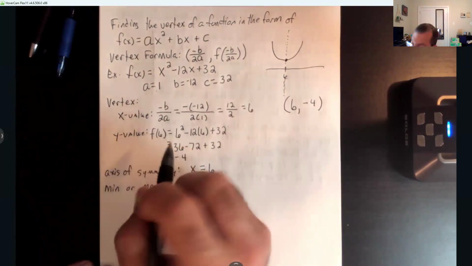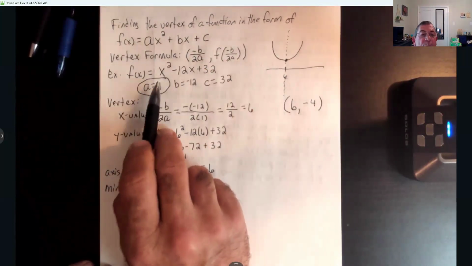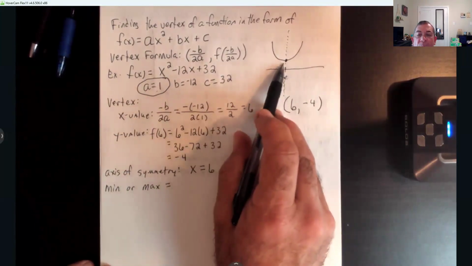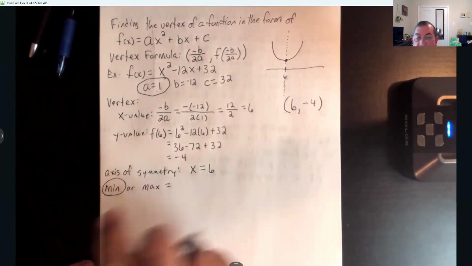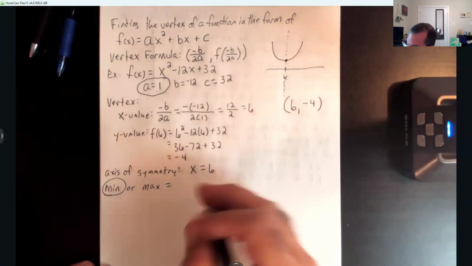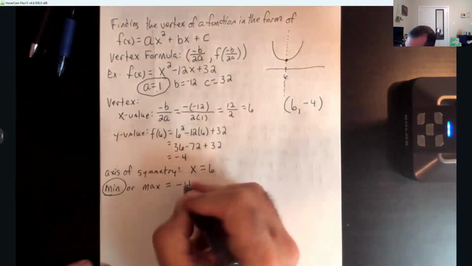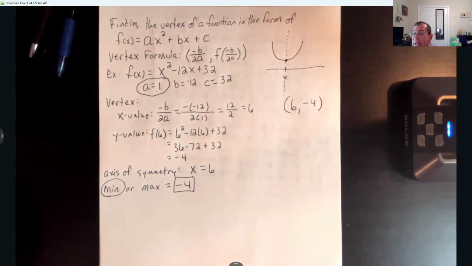And then the value of the min or max. Well, y'all, we said since our A right here was positive, we had a minimum. So we have a minimum. And remember, the minimum equals the y value of negative 4. So you don't have to put the negative 4 in as an equation, only that axis of symmetry, okay?